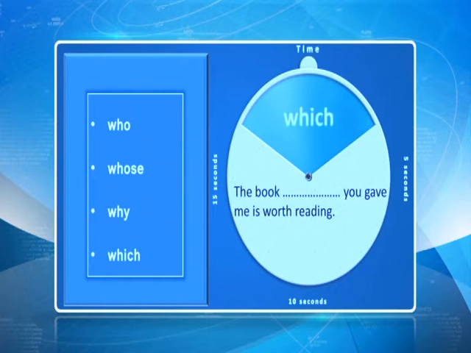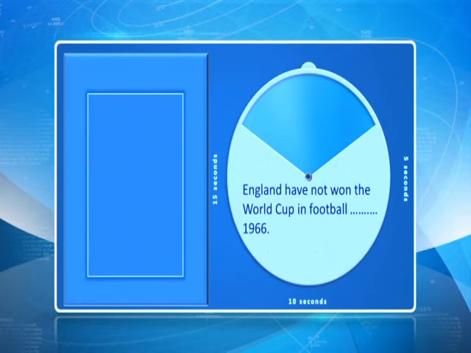the book which you gave me is worth reading. Which is used here because it refers to an inanimate object. Okay? The book. If it was a person, then I would have used the relative pronoun who. If it was a question of possession, then I would have used whose. If it was a reason, I use why. And in this sentence, there is an object. That's why I used the relative pronoun which. Great. We move on to the next sentence.